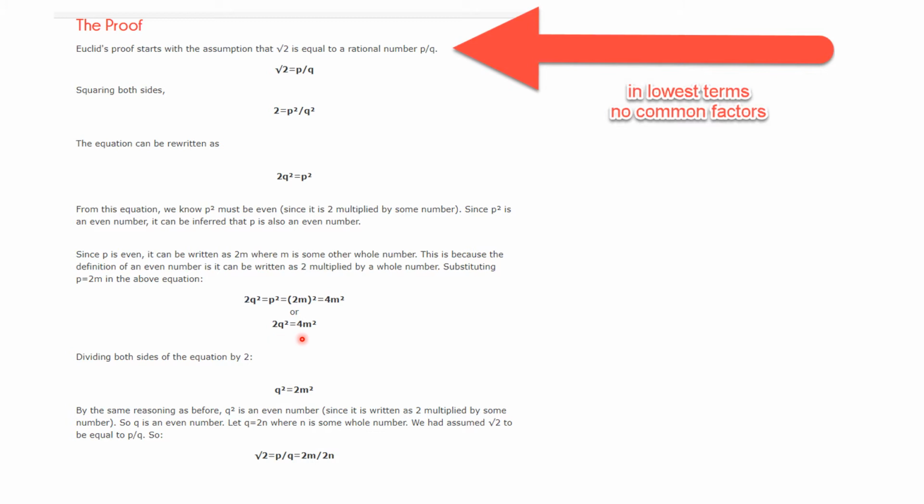That's 2q squared is equal to 4m squared, and if you divide both sides by 2, we have that q squared is equal to 2m squared. That means that q squared is an even number, and by the same logic we had before, that means that q is an even number. And that means that p and q are both even, and that contradicts the fact that they didn't have any common factors. This is a little bit subtle, maybe a lot subtle, and so you want to think about this a bit.